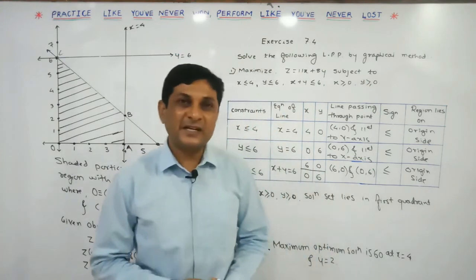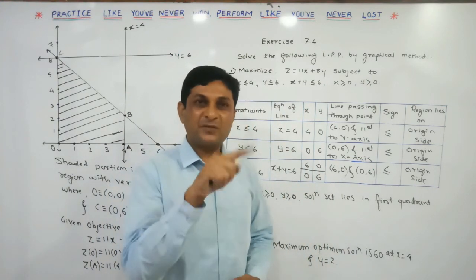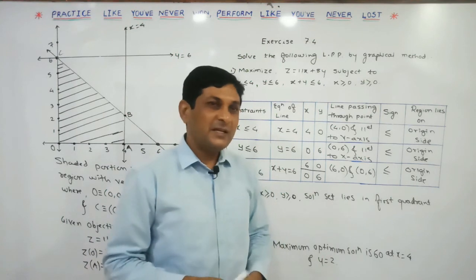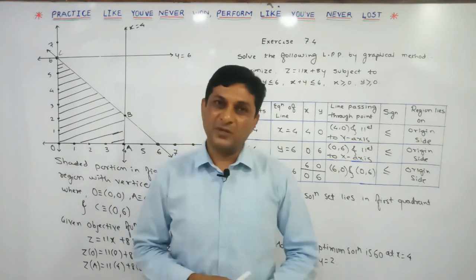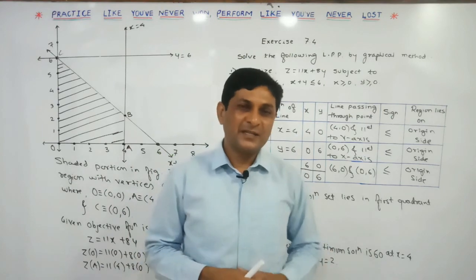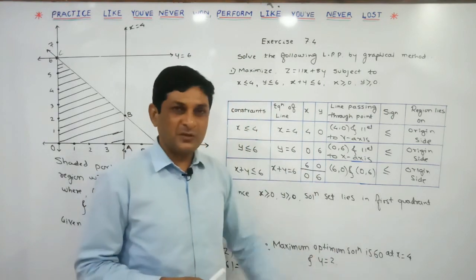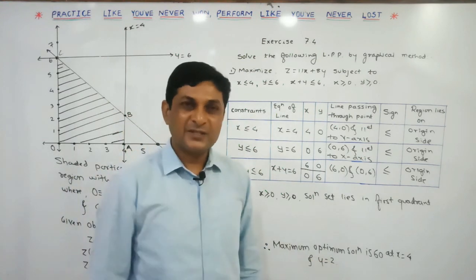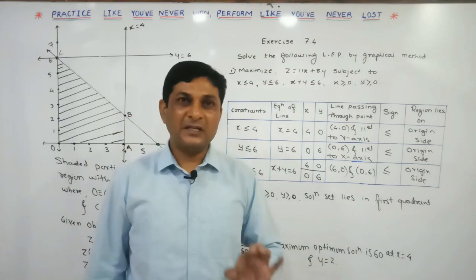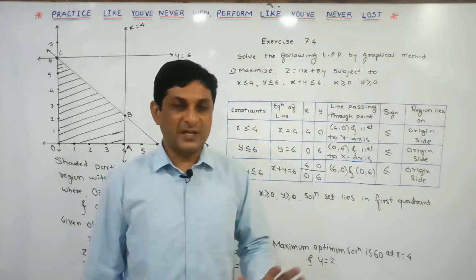If the example is related to what? Maximize. So check where we are getting the maximum value. And that maximum value is nothing but our maximum optimum solution. In case of minimize, we can say that we are finding the minimum optimum solution, which we get at some point. So this is the method to solve the linear programming problem graphically.